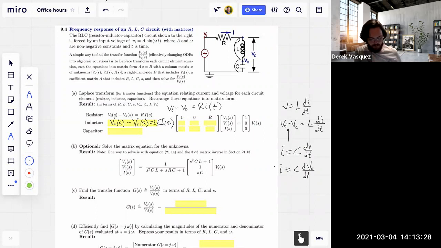And so if we take the Laplace transform of this, we take the Laplace transform of little i, and that's a capital I of s, sorry. And so that equals C times, and then the Laplace transform of a derivative, same as what Sebastian said earlier, is just s times capital VC of s.